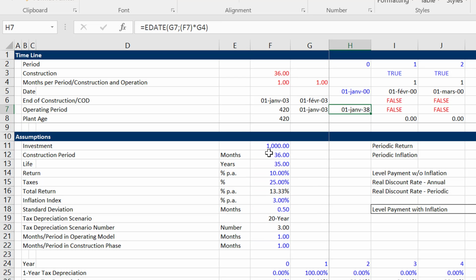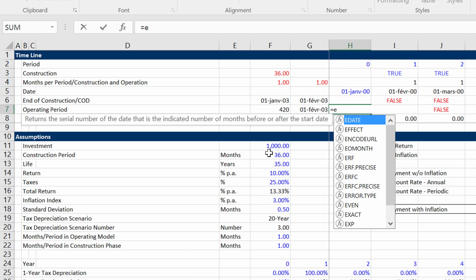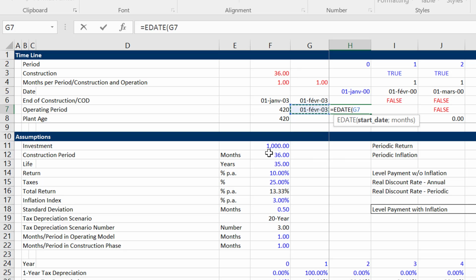And then we take, so let's figure out the end of this. I'm going to do this a little differently. Let's start at the COD and then go from the COD. Let's put the E date, go from the COD, and figure out how many months we have.